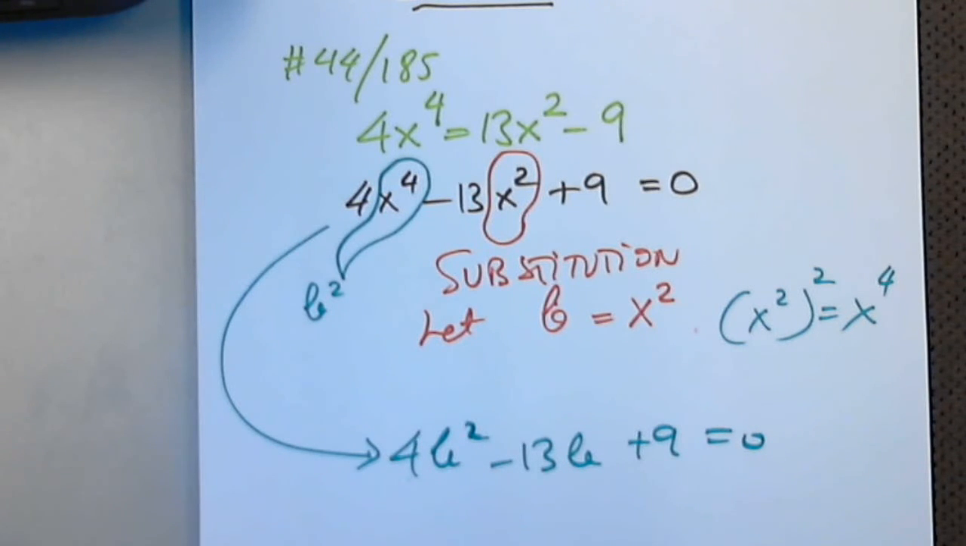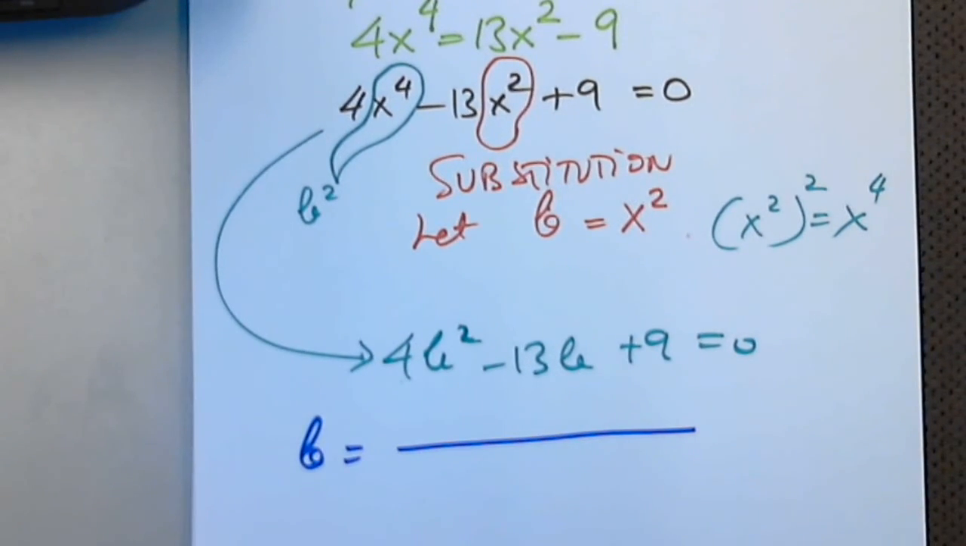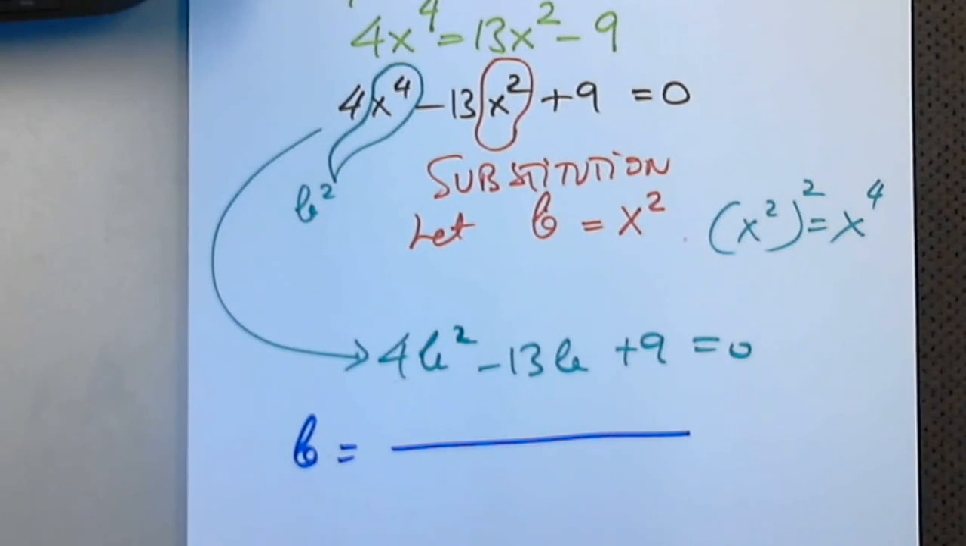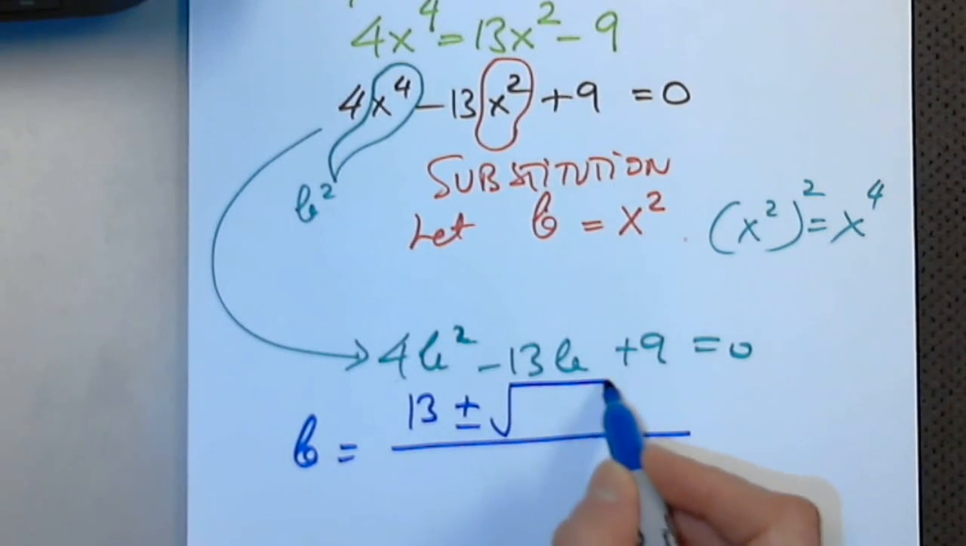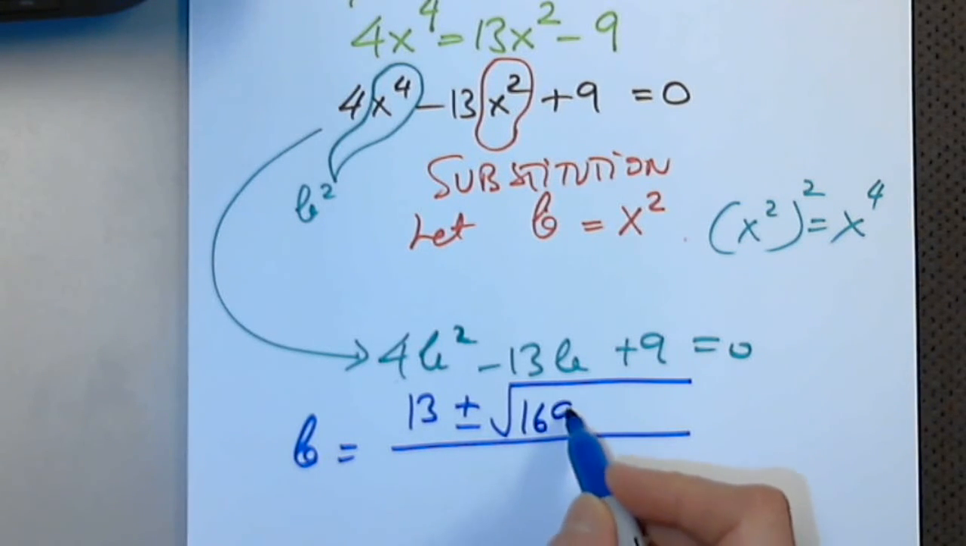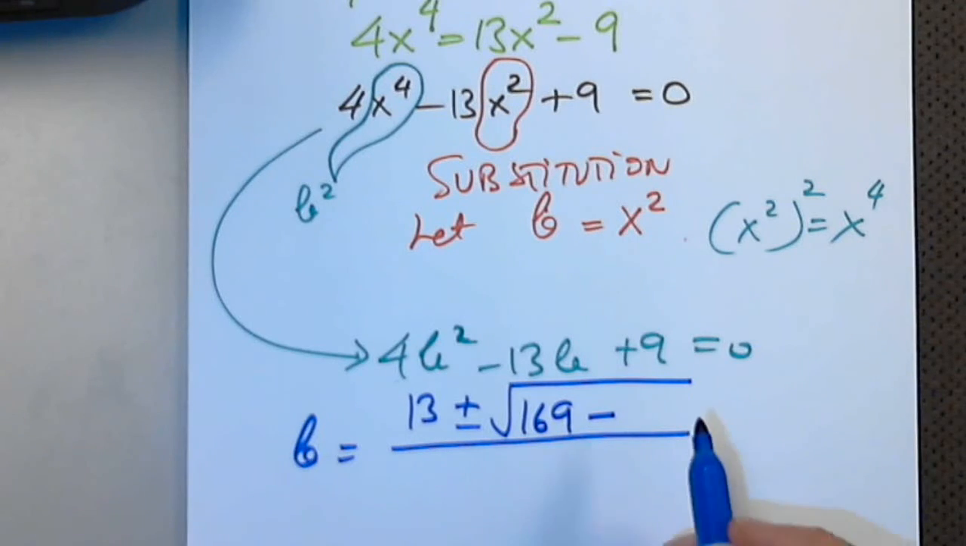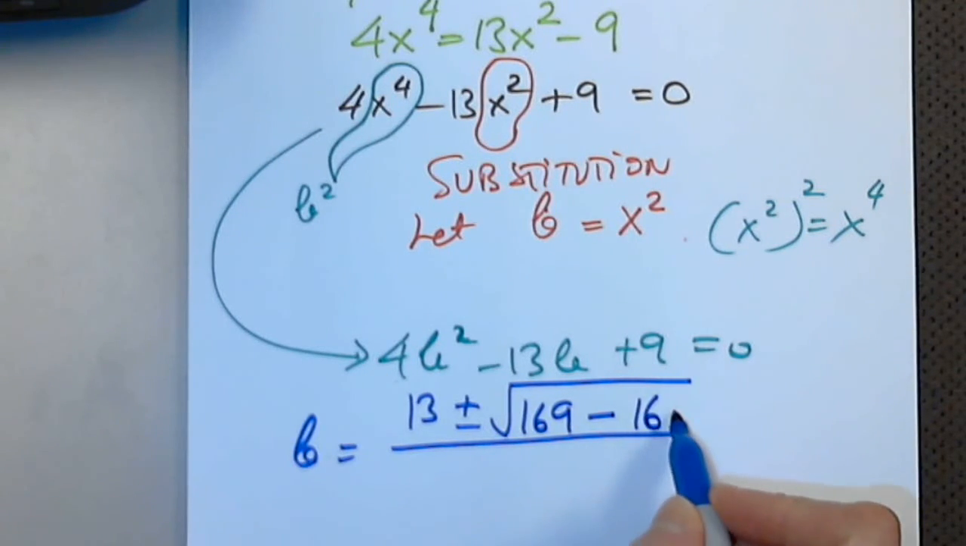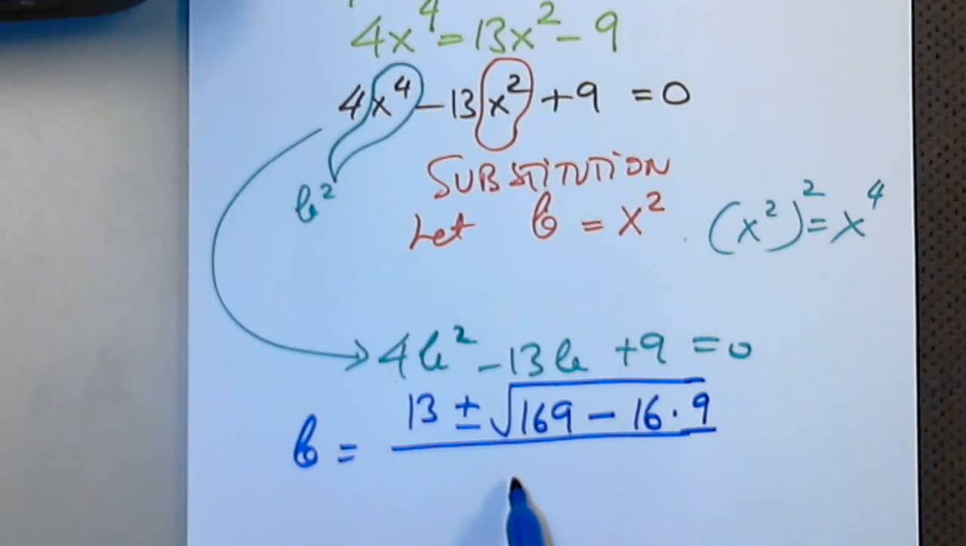Okay, so let's do the quadratic formula. So if that's the case, then I have b equals, can anyone dictate? Negative b, which is 13, plus or minus the square root of, yes, which is 169, minus 4 times 4, which is 16, and times 9, over 2 times a, which is 8. So with the graphing calculator, quickly, I can perform that operation, see what I get.